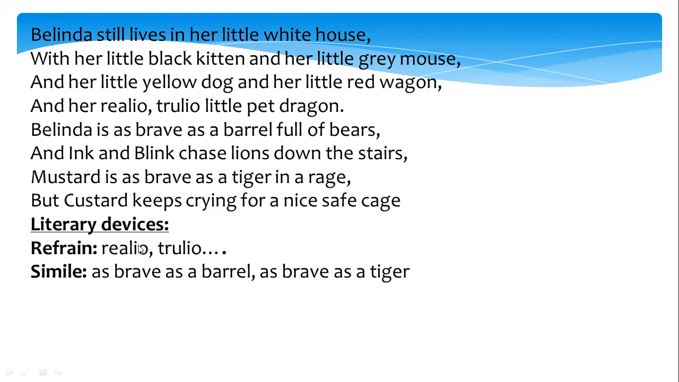So here, again, really truly is a repetition of the same line after every stanza. So this is here refrain. As brave as a barrel, as brave as a tiger. So this is here simile.